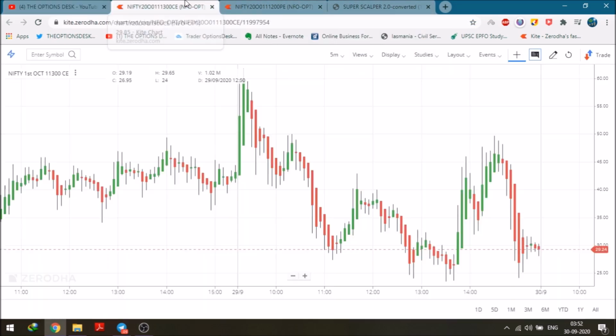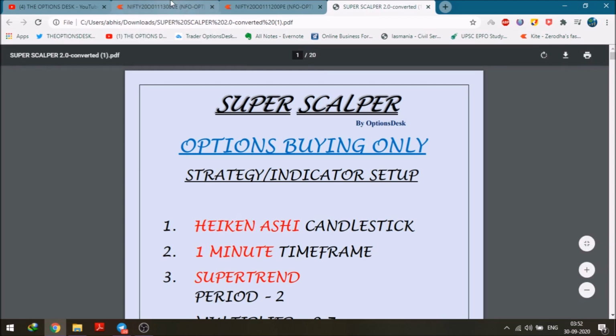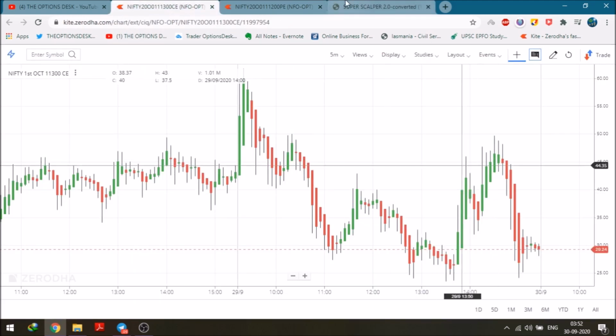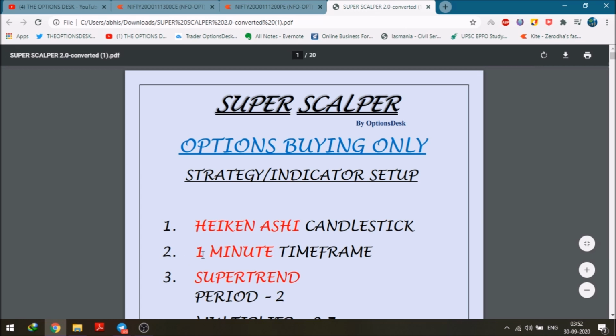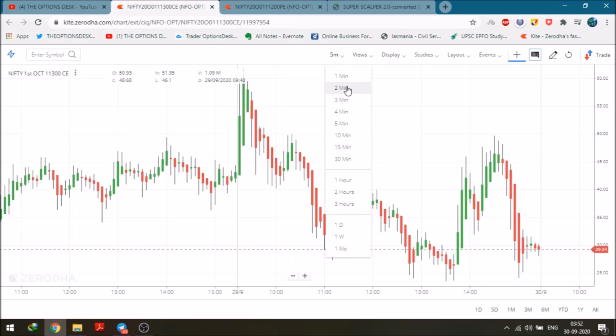So now let's start. As you can see, what is the Heikin-Ashi candlestick pattern? I have already set the Heikin-Ashi candlestick pattern. My first option is done. Now second is the 1 minute time frame. Let's go and set the 1 minute time frame first.